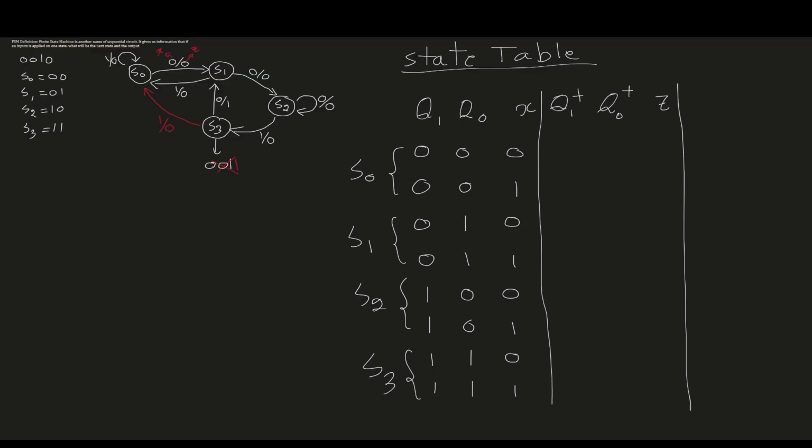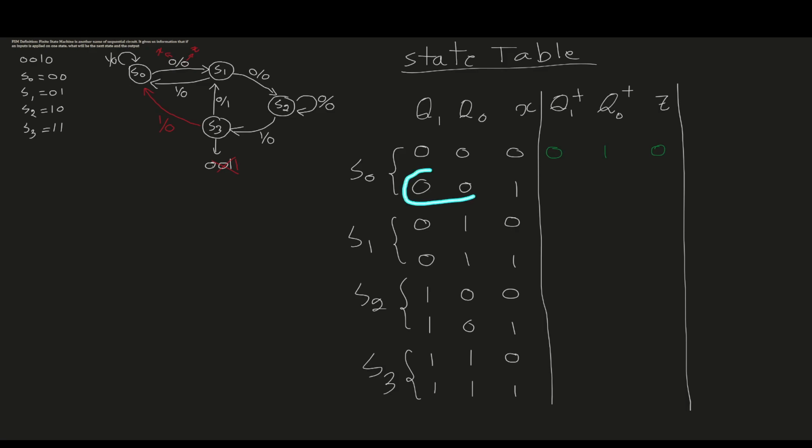Now let's check the next state. So we are in S0, 0, 0. If we enter 0, we can check in the state graph. If we enter 0, we go to the next state, S1. And S1 is 0, 1. So that's why on the next state, we write 0, 1. And then the output Z will be 0.